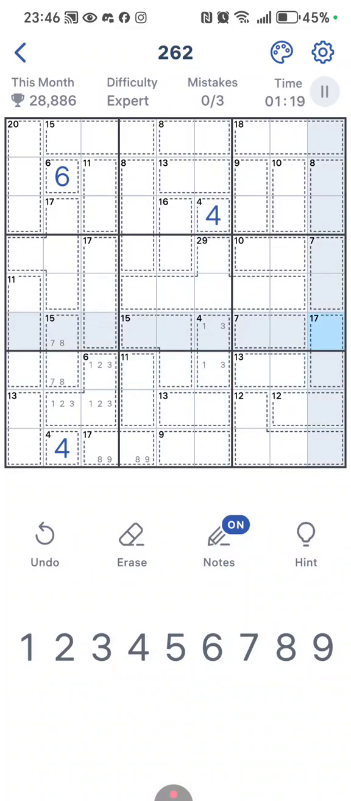Oh, one here. Okay, so this has to be 8 and 9. 13 plus 12 plus 12. That means that's 8. The remainder is 8. So that's 9.